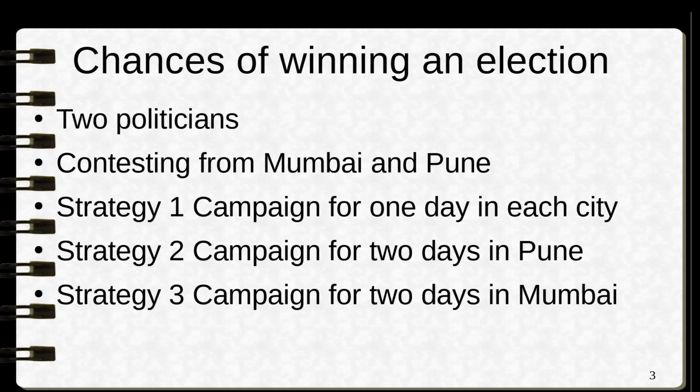Now, strategy one available to both the politicians is to campaign for one day in each city. Strategy two available to both the politicians is to campaign for 2 days in Pune. Strategy 3 available to both the politicians is to campaign for 2 days in Mumbai.